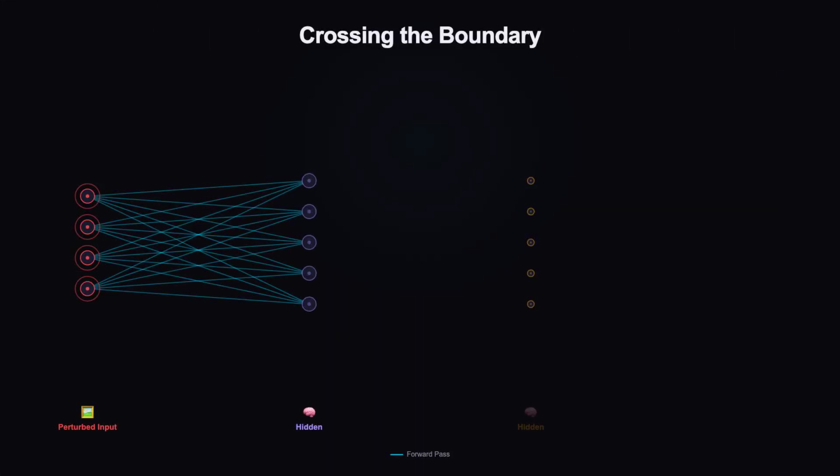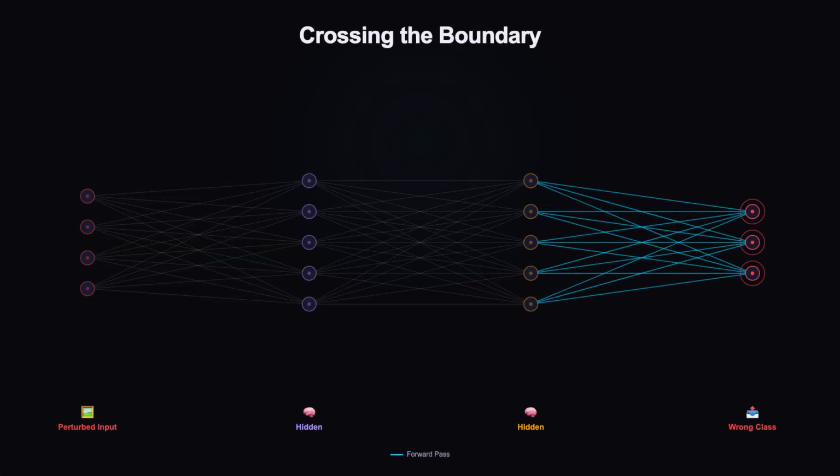Why does this even work? Because neural networks carve up a very high-dimensional space with decision boundaries that sit surprisingly close to normal inputs. A small nudge in just the right direction crosses that boundary. And here's the scary part. The same perturbation often transfers, fooling models it was never even designed against.